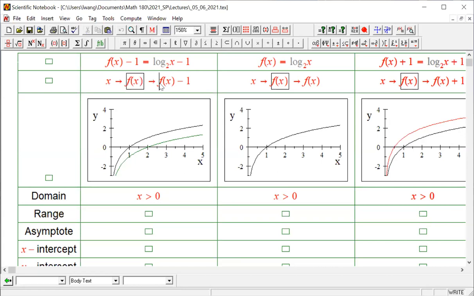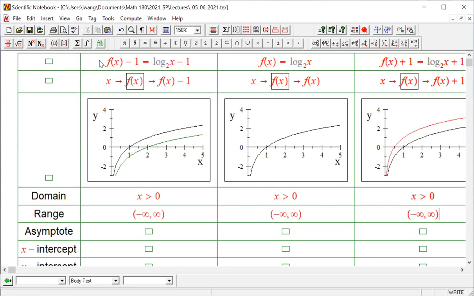And since the output can be any real number, what will be the range? The range is from negative infinity to positive infinity, right? So how about the range after you subtract one, after you add one, what will happen? It would still stay the same. That's right, stay the same, absolutely.